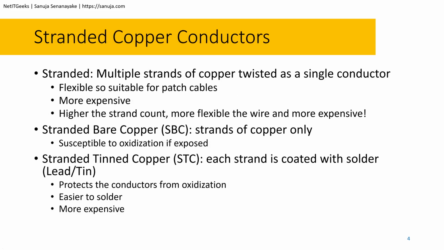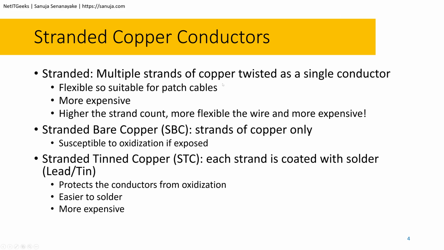So the other option is called the stranded copper conductors. Stranded copper conductors are made out of, as the term stranded means, multiple strands of thin copper wires that are twisted as a single conductor. So instead of having a single thick core copper cable, you will have multiple thin wires that are woven together to build one single core. They are twisted or woven together to create a single conductor.